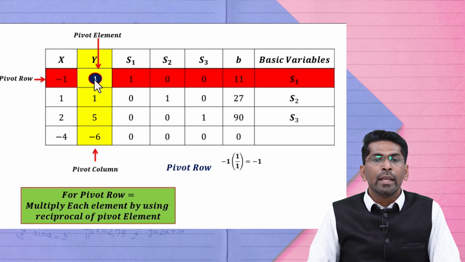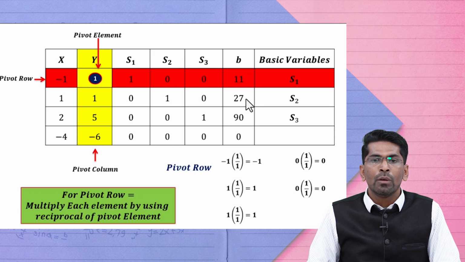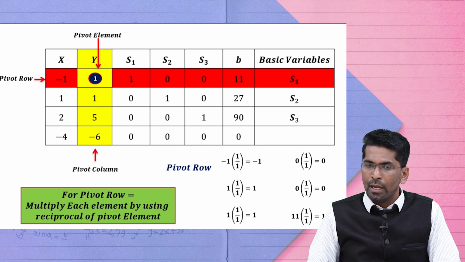Now the second one, that is 1 into 1 by 1, the reciprocal of the pivot element, which is equal to 1. Then the third element, that is 1 into 1 by 1, which is equal to 1. Then the fourth one is 0 into 1 by 1, which is equal to 0. Again 0 into 1 by 1, which is equal to 0. Then the B column, that is 11 into 1 by 1, which is equal to 11.